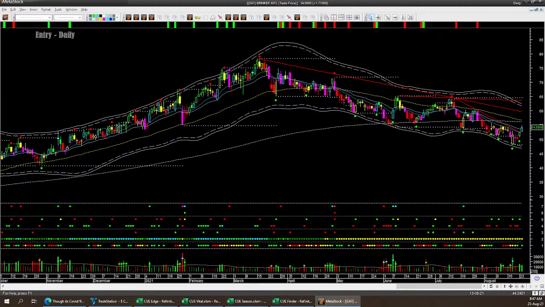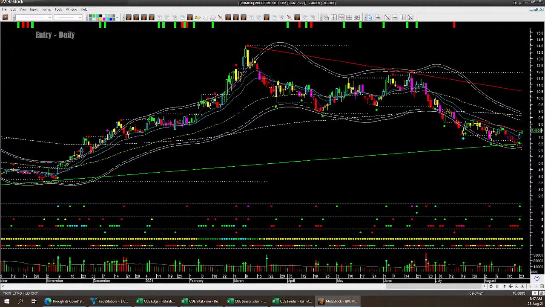EAT broke out of trendline resistance but closed with an upper tail, and there is another trendline resistance, so I'm not going to buy it now. Close this. Next one, PUMP.